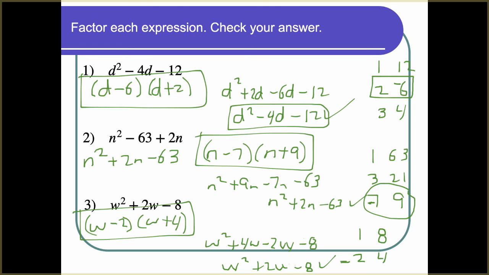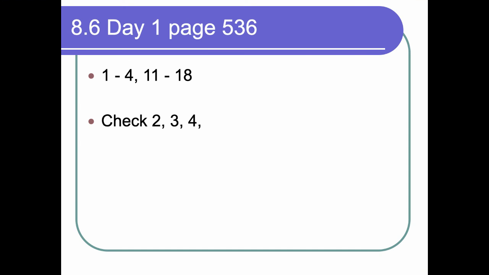All right, that is factoring with the leading coefficient of 1. That was all for section 8.6 day 1. I do want you to check answers 2, 3, and 4 when you do it. Get some more practice of doing the FOIL method.